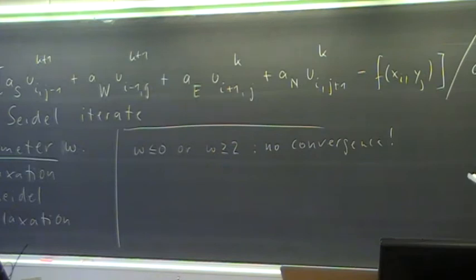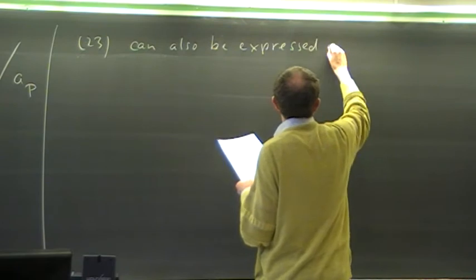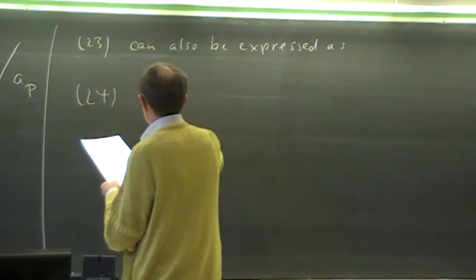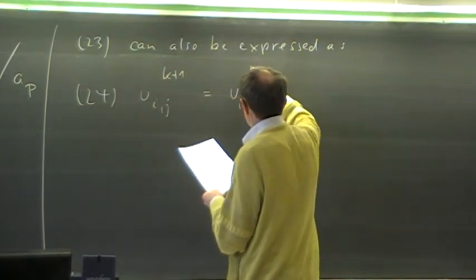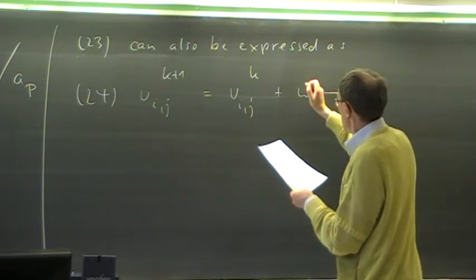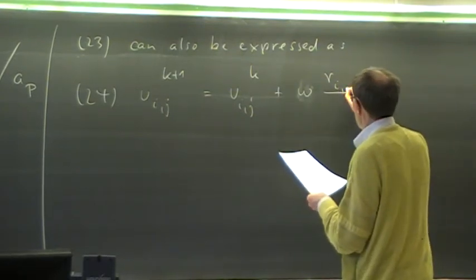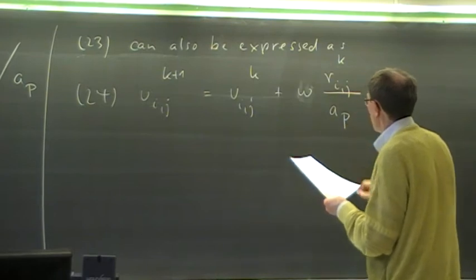Now we want to write this iteration in a different form. It can also be expressed as the following. We write u_ij, the new iteration, is equal to the old one, and now we add omega times, and we introduce something that I already mentioned, the residual, that is coming here. I call it little r_ij, that is at the old iteration level, divided by the center coefficient AP.